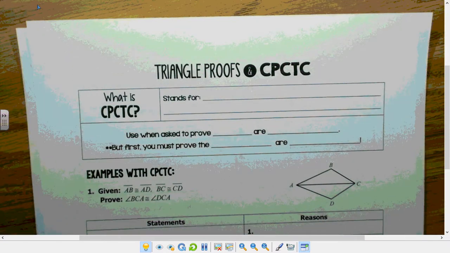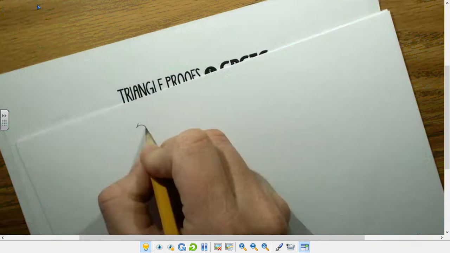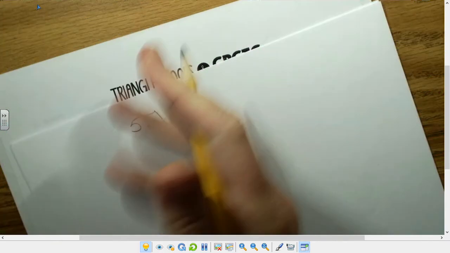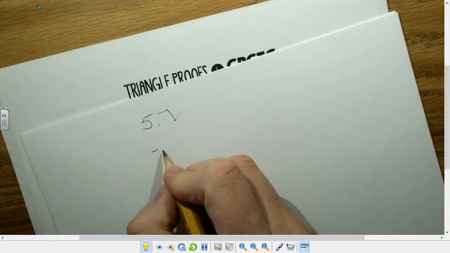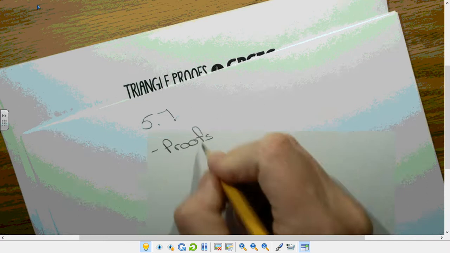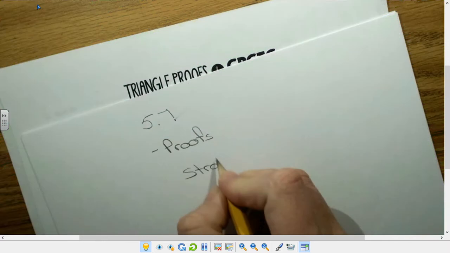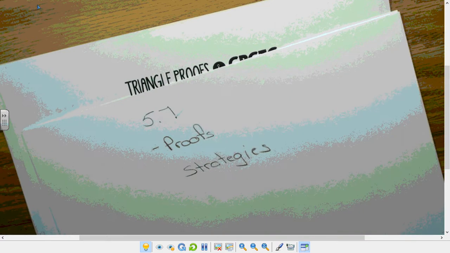We are going to work on section 5.7 in the textbook. What we're basically going to do is use proofs or strategies to prove parts of a triangle congruent.